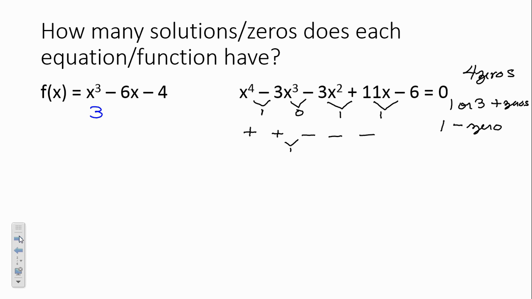5 terms there. Can we group? Nope. What are our possible zeros? We know we have 1 or 3 positive zeros, 1 negative zero. What are our options?